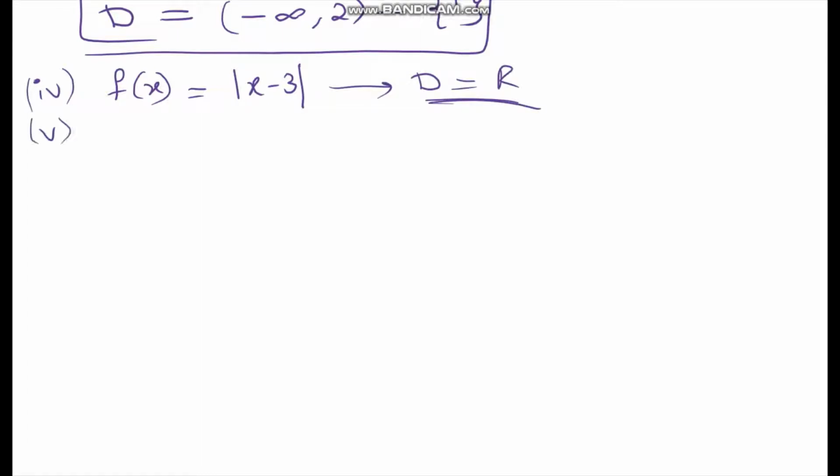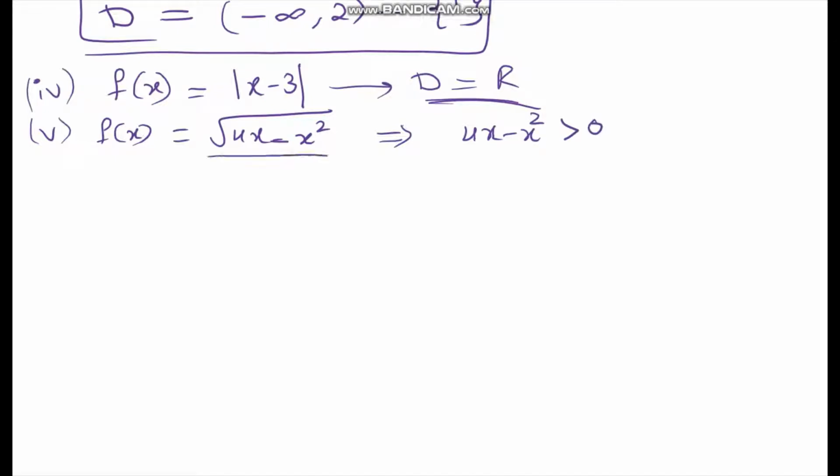And fifth one is f of x equals square root of 4x minus x square. Square root functions are defined only for non-negative numbers. That implies 4x minus x square should be more than 0, or even if it is 0, there is no problem. So it is more than or equal to 0.